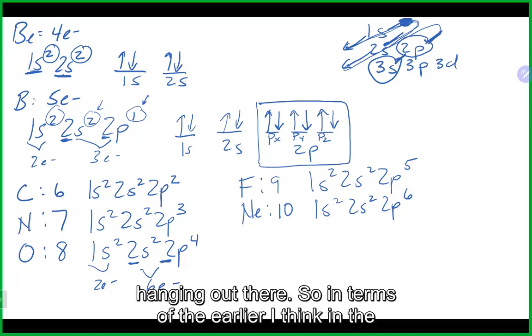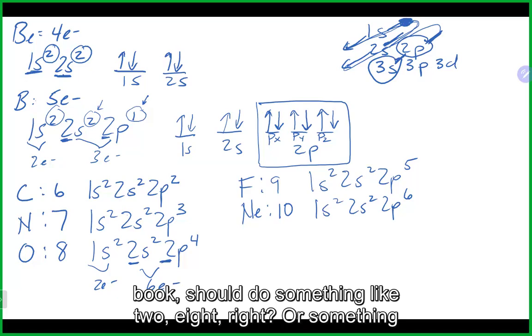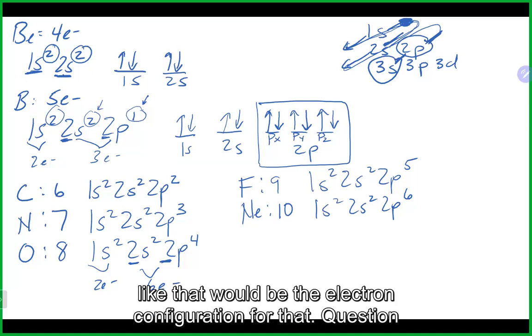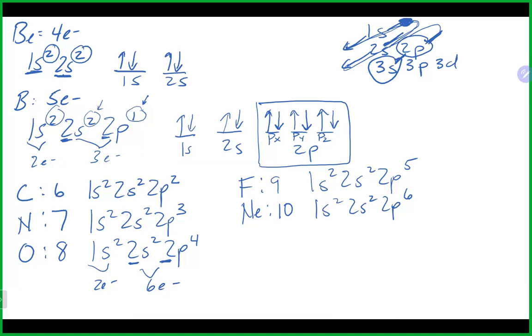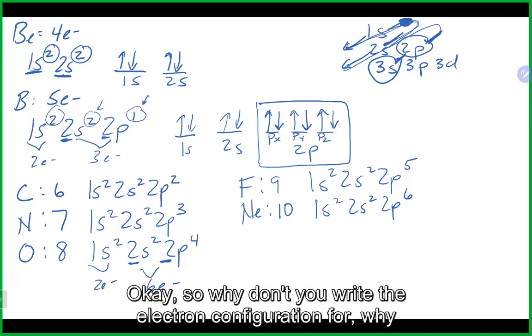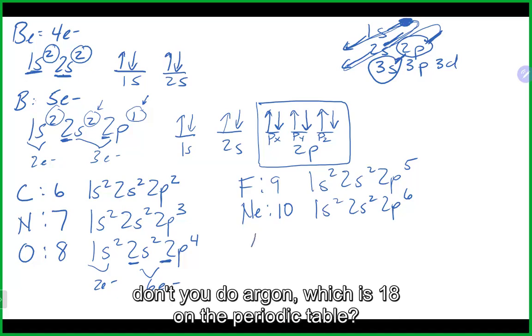So in terms of the earlier, I think in the books you'll do something like 2-8, right? Or something like that would be the electron configuration for that. Question on that there. Okay, so why don't you write the electron configuration for, why don't you do argon, which is 18 on the periodic table.